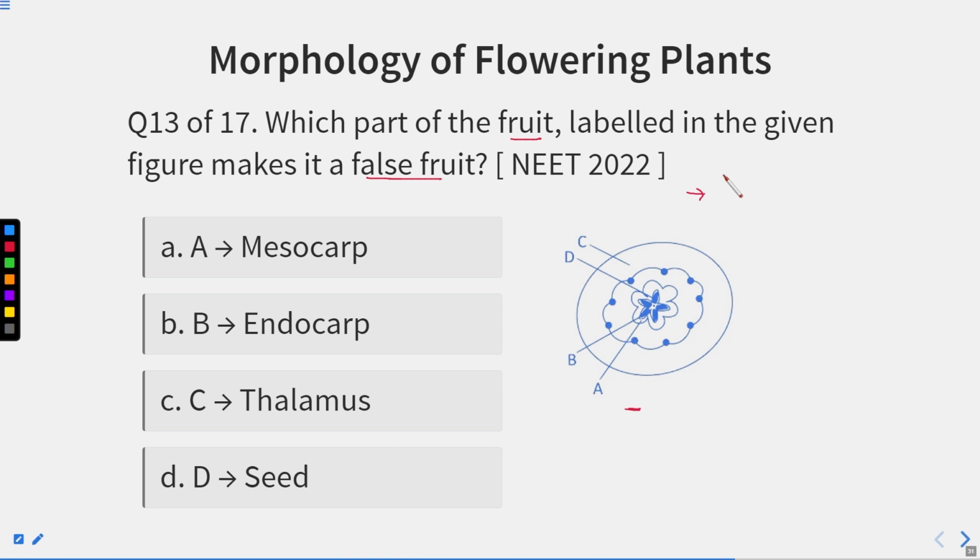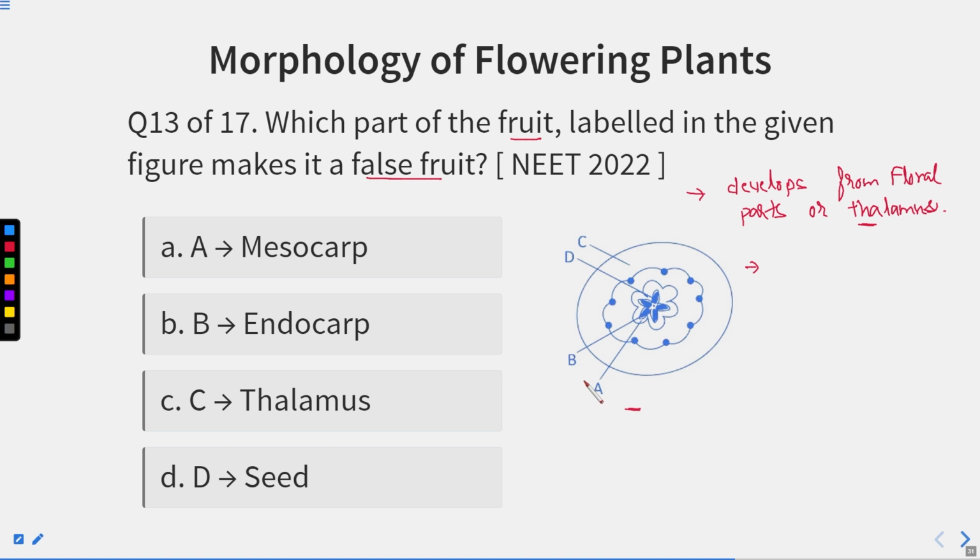Okay, so what is the false fruit? Usually the ovary forms the fruit. Fruit develops from the ovary. What is a false fruit? False fruit develops from the floral parts, such as sepals, petals and all, or the thalamus. All right. What is thalamus? Thalamus is the swollen part of the pedicel, or you can say the stem of the flower. This is known as thalamus.